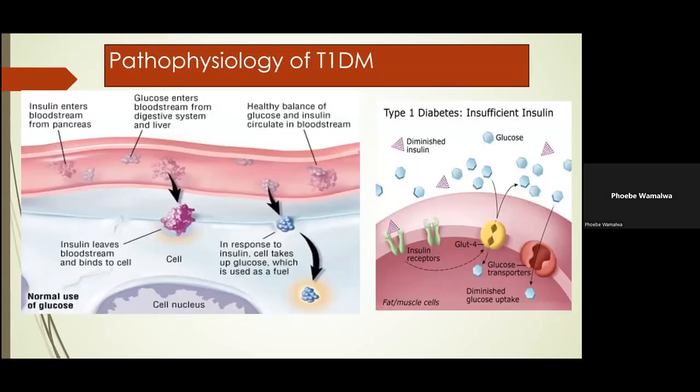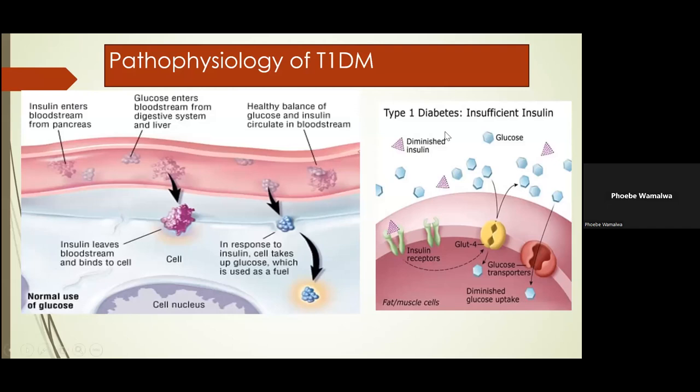So moving to the pathophysiology of diabetes. Usually the insulin gets secreted from the pancreatic islet cells. It enters the blood circulation, where it meets glucose that has also entered the bloodstream from the digestive tract. And so there's a healthy balance of insulin and glucose. Insulin eventually leaves the bloodstream and binds to the insulin receptors on the cell to cause signaling activity of the glucose transporter molecules, which now cause the glucose to enter the cells for glycolysis and the Krebs cycle to produce energy in the form of ATP. That's how a normal cell functions.